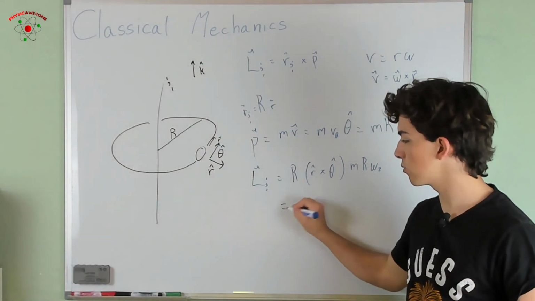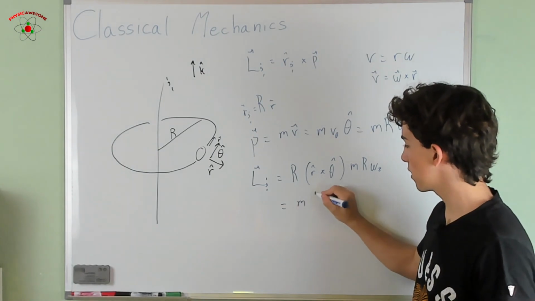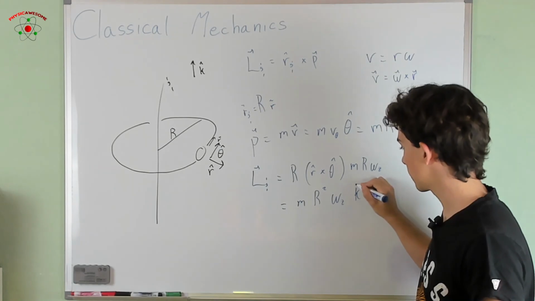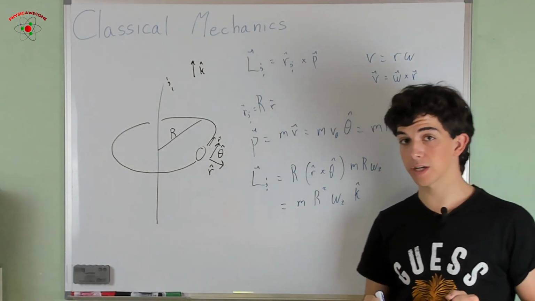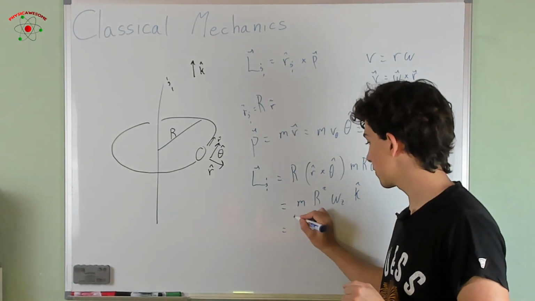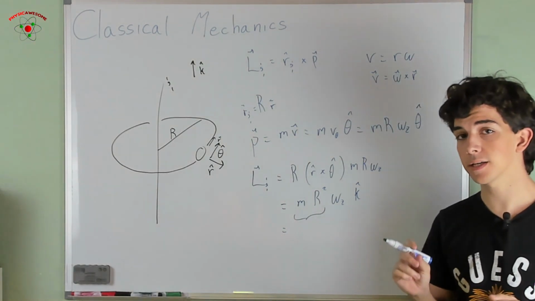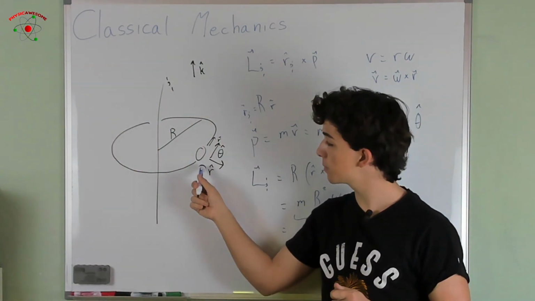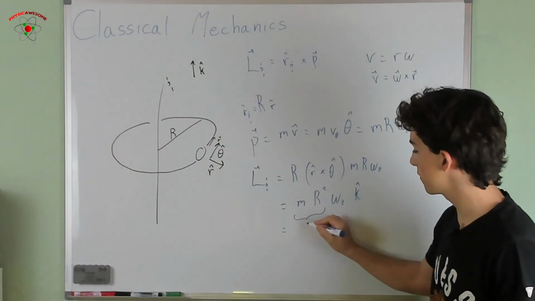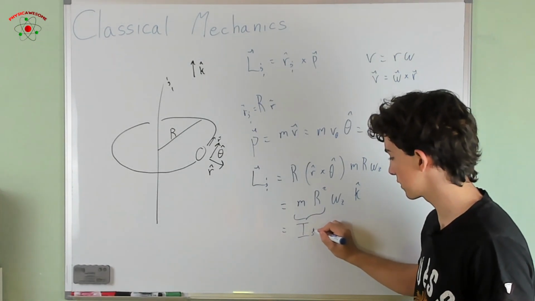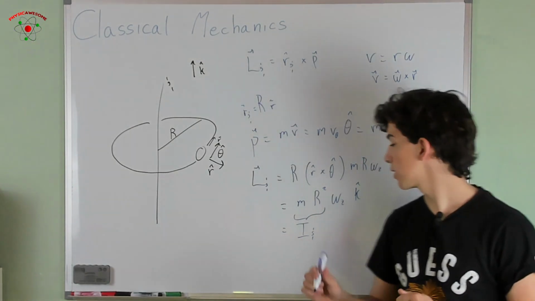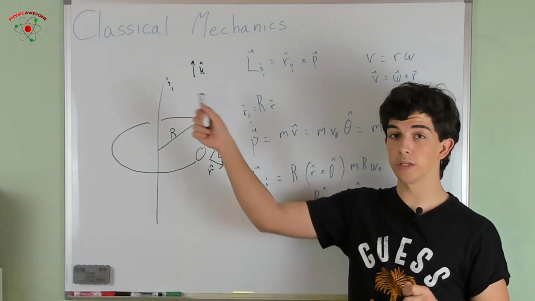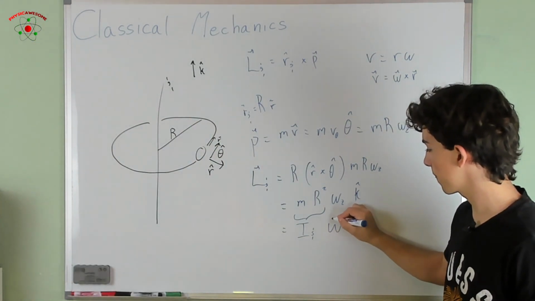So we have that this is equal to m r squared wc in the k hat direction. And in here we recognize two things. First of all, this is identically equal to the moment of inertia of this particle around that axis. So we have I in this axis. Moreover, this is the angular velocity of this object, W.